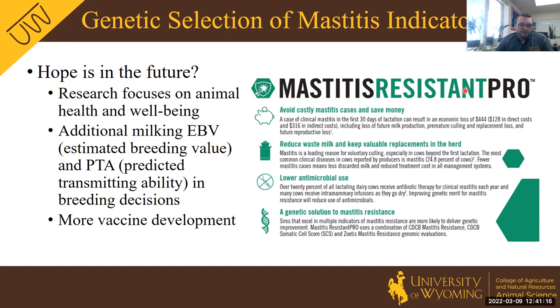And the highlights of this program include avoiding costly mastitis cases and saving money, reducing waste milk and keeping valuable replacement heifers, lower antimicrobial use, and providing a genetic selection for mastitis resistance. As I mentioned previously, there's also some progress in developing vaccines with approved use for our small ruminants.